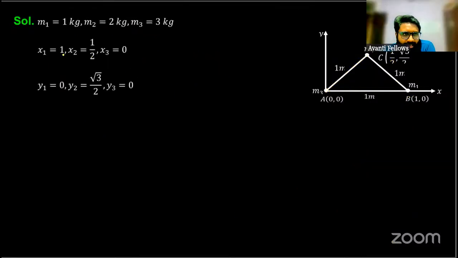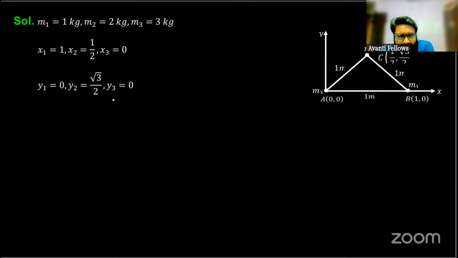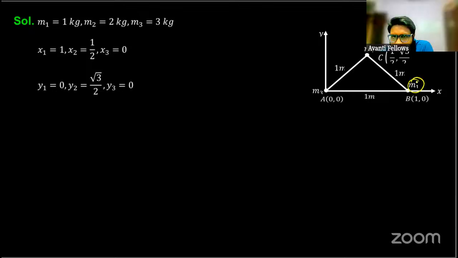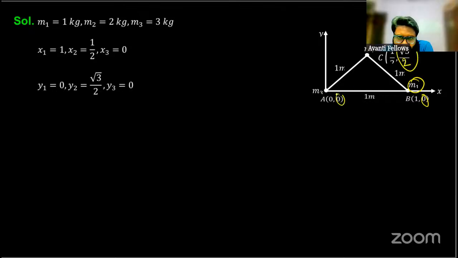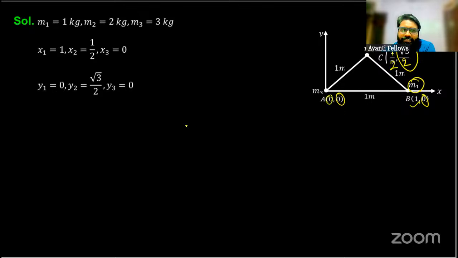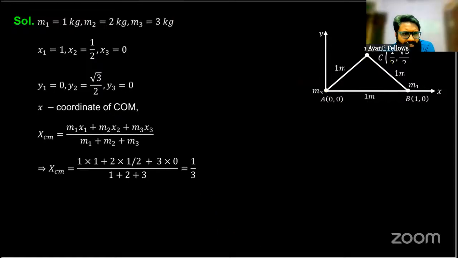Easily. x1 is 1, x2 is half, x3 is 0, y1 is 0, y2 is √3/2, and y3 is 0. कैसे? देखो, y1 m1 हमने यहाँ पे कंसिडर किया, तो y1 is 0, y2 is √3/2, and y3 is again 0. x1 is 1, x2 is 1/2, and x3 is 0. तो यहाँ पे ये तीनों कंसिडर कर लिए. Now only you need to put the value in the center of mass equation.